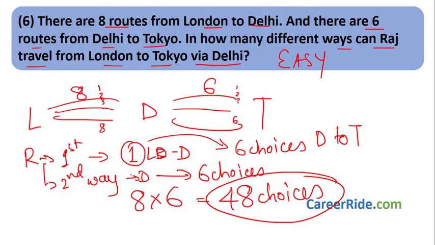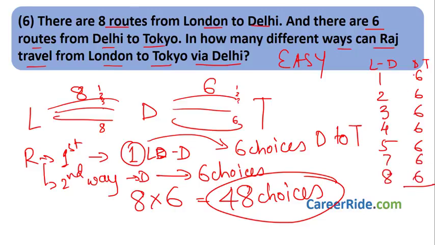For first way 6 choices, second way 6 choices. I'll write over here. For first way from London to Delhi, there are 6 choices from Delhi to Tokyo. For second way 6 choices, third way 6 choices, fourth way 6, fifth 6, sixth 6, seventh 6. For the eighth way also 6 choices. How many different ways are possible? 6 into 8, 48. That is what we did, 8 into 6. See how easy it was. Moving to the next question.